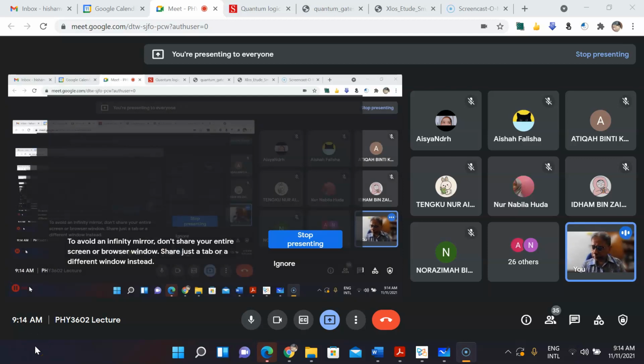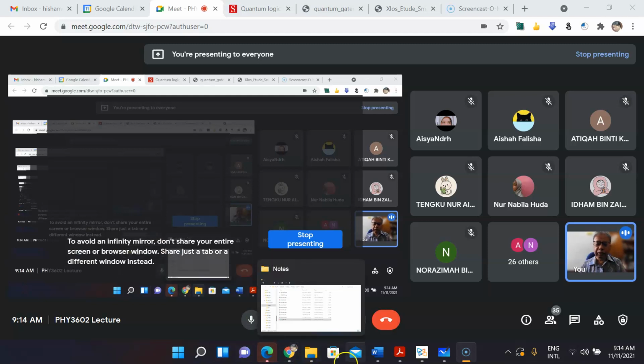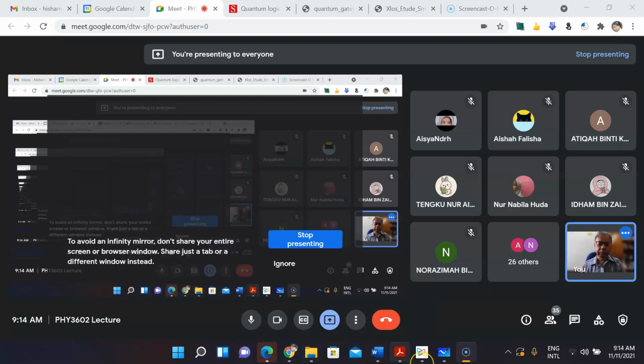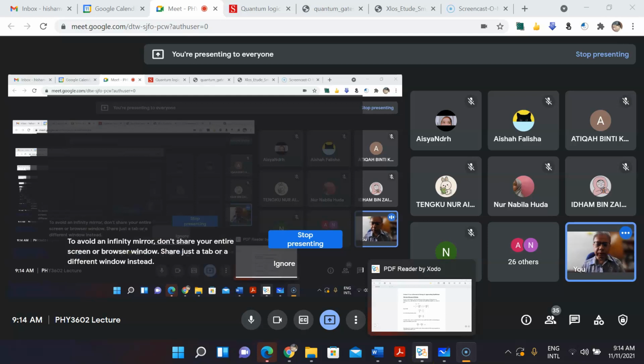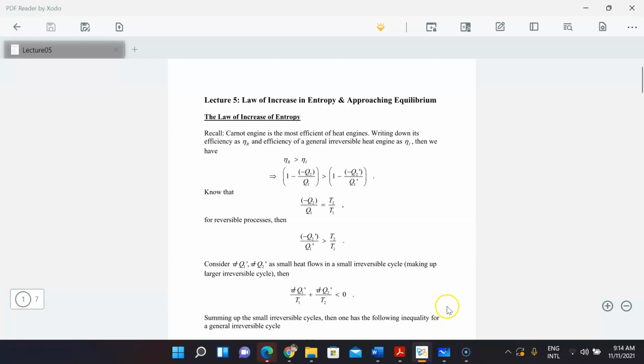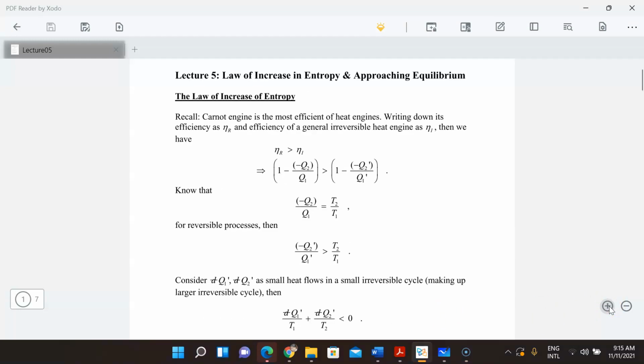So sorry for being late. Just ran out of time preparing notes. So probably today we might not have a 2-hour lecture, but probably shorter than that. So let's look at the notes that I prepared so far. Yeah, I have not uploaded this on Putra Plus as yet. Just finished it this morning.